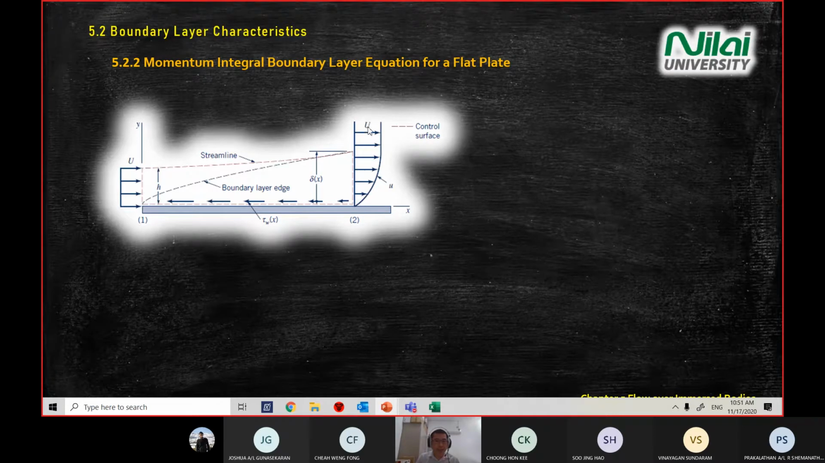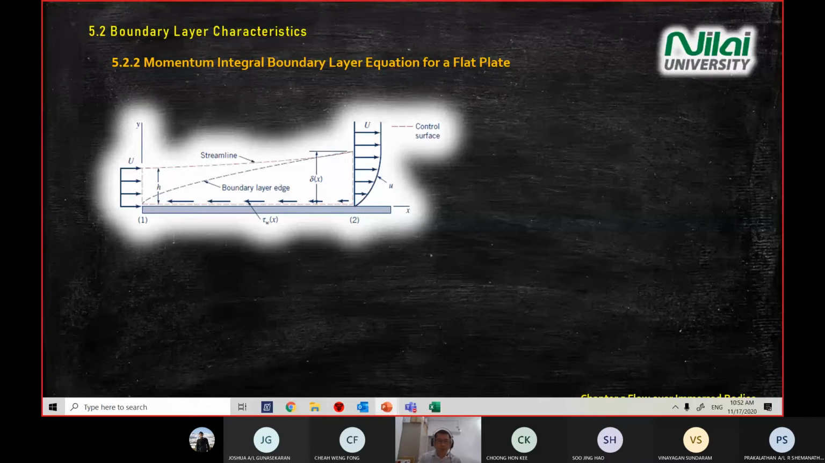At the second point on the top here, of course, we have 100% of our velocity, so here we will have a capital U. Then along this line is our velocity profile, and we use a small u. We have this profile because of the viscous effect and also the friction on the wall here. All right.